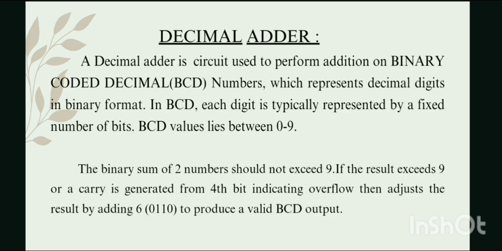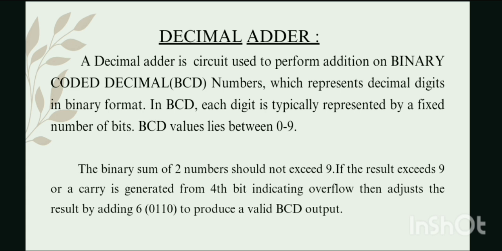A decimal adder is a circuit which is used to perform addition on binary coded decimal, that is BCD numbers, which represent decimal digits in binary format. In BCD, each digit is typically represented by a fixed number of bits, commonly 4 bits, making it a 4-bit binary code for each decimal digit, which lies in the 0 to 9 range. However, unlike standard binary addition, BCD addition has a unique constraint because the result must remain a valid BCD digit, that is 0 to 9 per digit position.